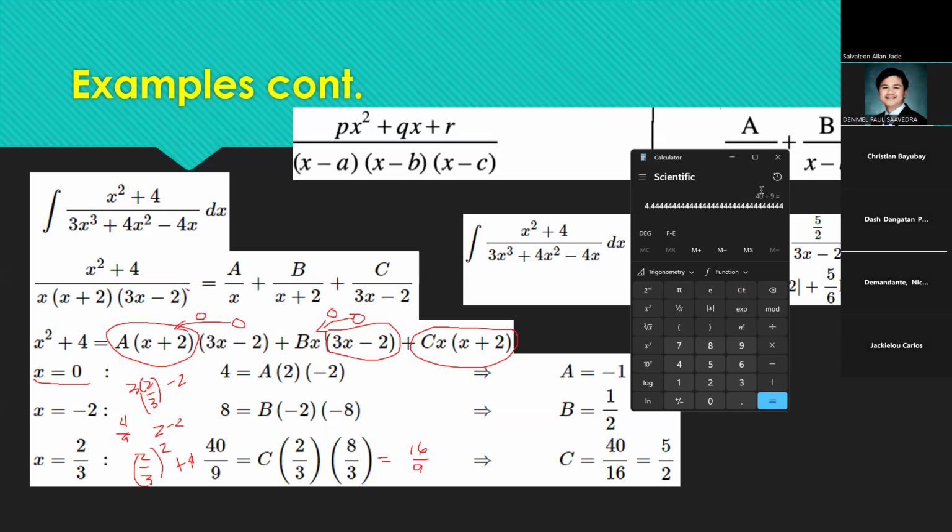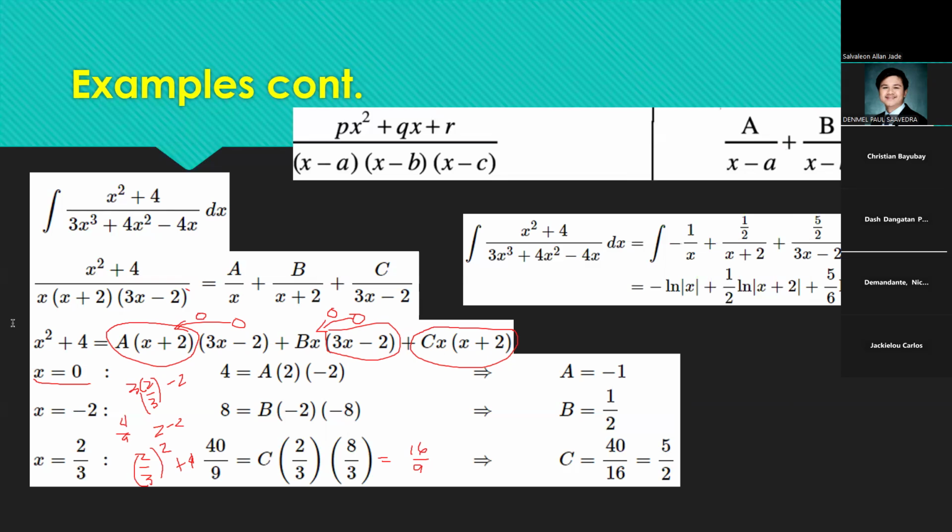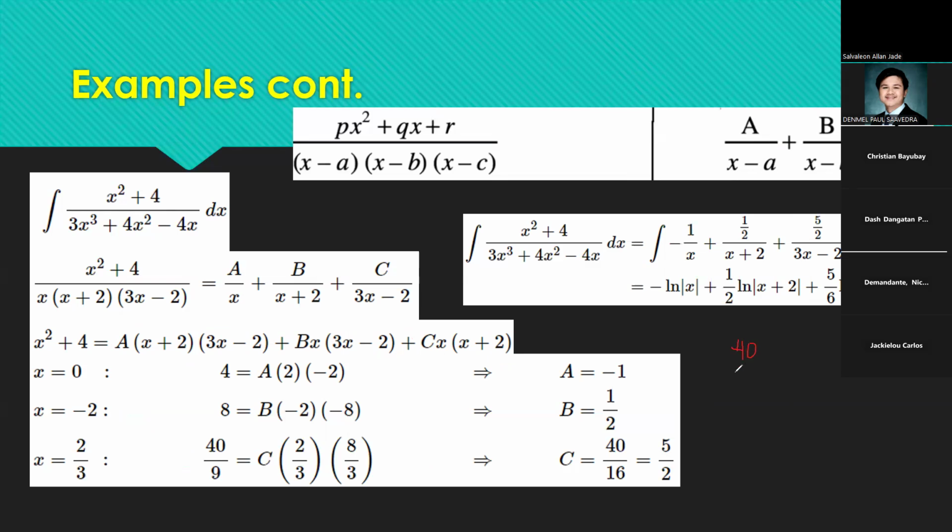Okay. And then simplify further. So this is now 16 over 9. 40 over 9 is equals to C times 16 over 9. So just cross multiply, okay? And then retain the C in here. So C is equals to 40 times 9 over 16 times 9. 40 times 9 is 360.